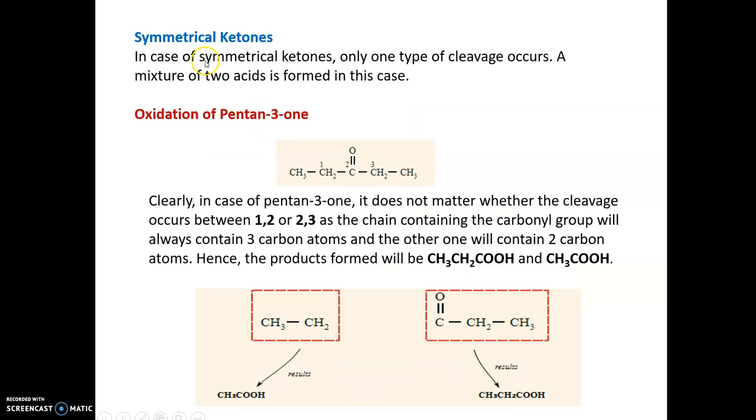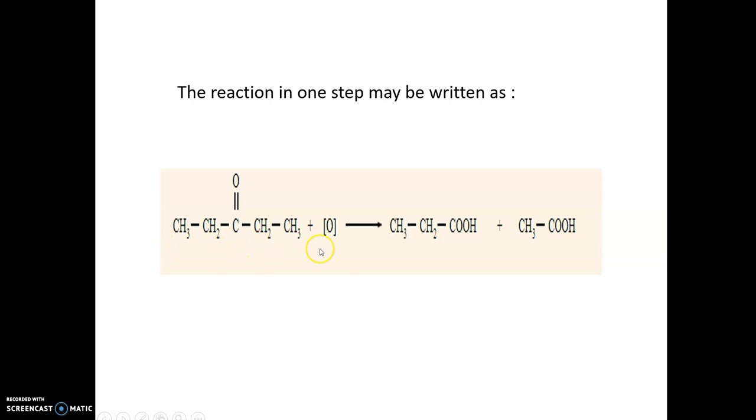Next, coming to the symmetrical ketone. As I said, in a symmetrical ketone the two alkyl groups flanking the carbonyl carbon are the same. Here I have an ethyl and here also an ethyl, and hence this is an example of a symmetrical ketone. In the case of a symmetrical ketone, only one type of cleavage occurs, and I get a mixture of two acids. For example, when I take pentan-3-one, it does not matter whether I cleave between 1 and 2 or 2 and 3. I get the products as follows: one is acetic acid and another is propionic acid. Hence the products formed will be a 2-carbon and a 3-carbon acid, and the whole reaction can be represented as follows.